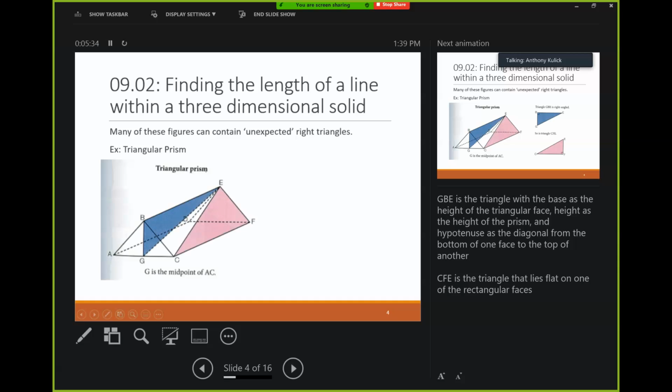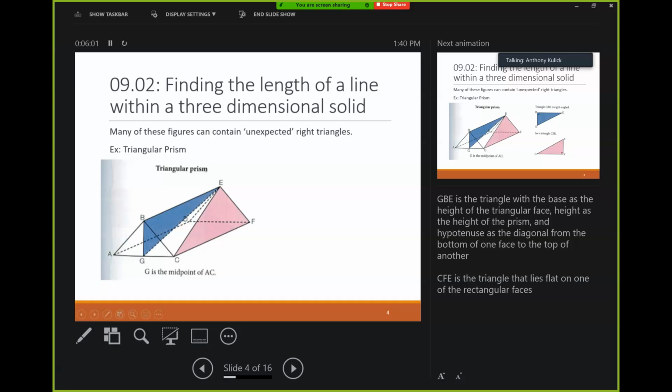So again, some other unexpected ones. The pink one should be easy to see. That's just like half of this front side of our prism here. Should be easy to see that because it's half of a rectangle, it should be a right triangle. The blue one, though, is also a right triangle.